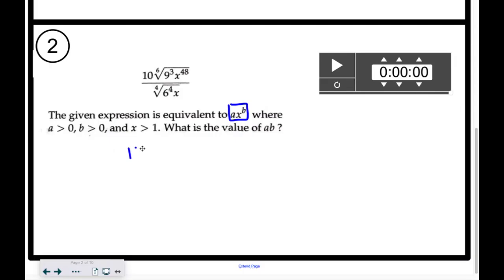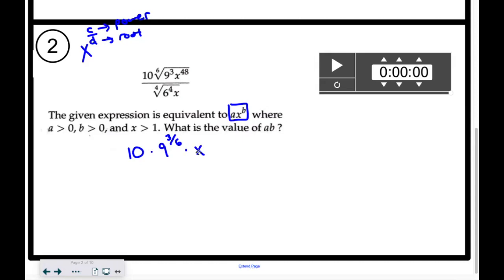So I have a 10, which nothing's really happening to. And the way we turn something into exponential form is, for example, let's say we had x to the, I'll use different letters than a and b, c over d. A rational exponent, the numerator is the power and the denominator is the root. So if I take this 9, for instance, this 9 is being raised to the third power and then we're taking the sixth root of it. So it becomes 9 to the 3 over 6.